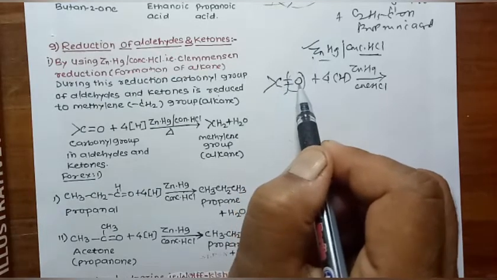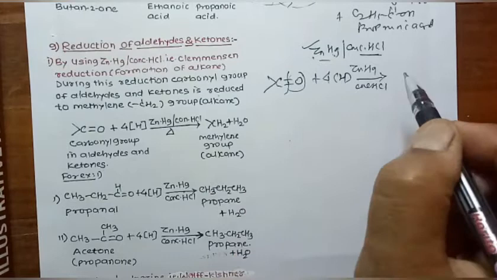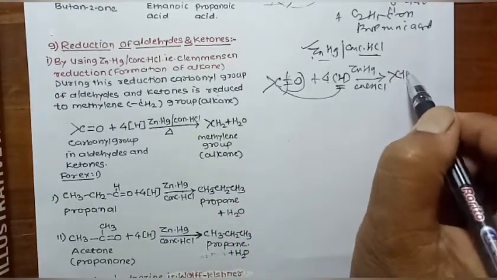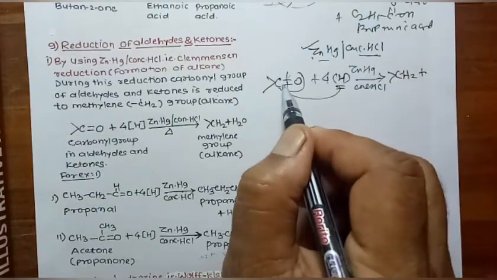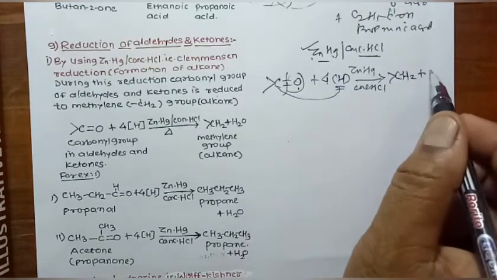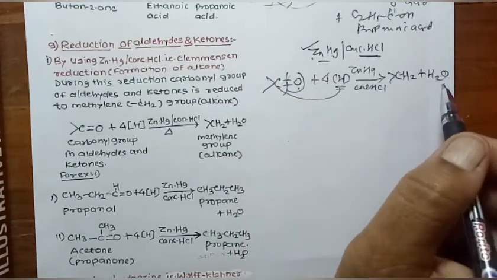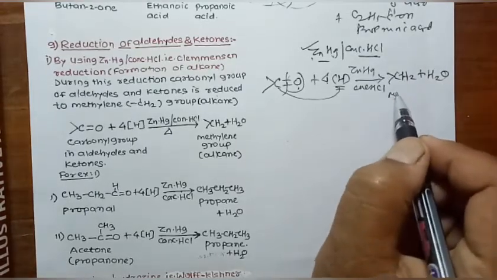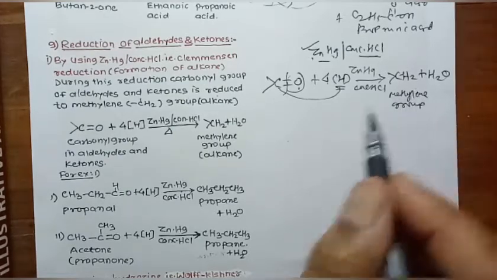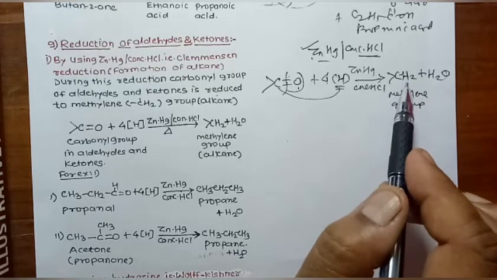Here the bond is a double bond between carbon and oxygen. Both these bonds between carbon and oxygen break, and two hydrogen atoms are linked to this carbon atom, and we get a CH2 group. It means that the C double bond O group is converted into CH2, and this oxygen atom combines with another two hydrogen atoms and gives H2O as a byproduct. In this way it is a methylene group. In this way we can convert aldehydes and ketones into hydrocarbons, or alkanes.